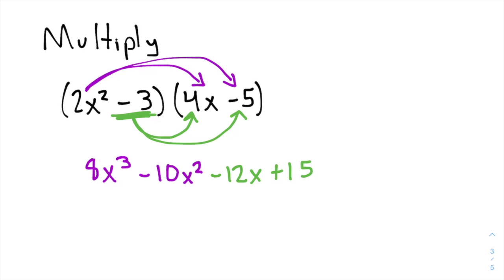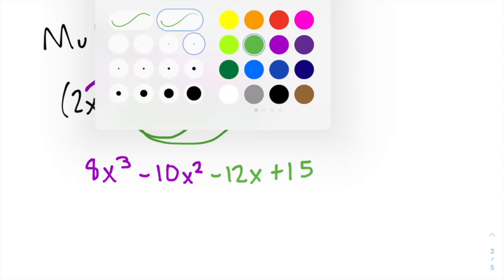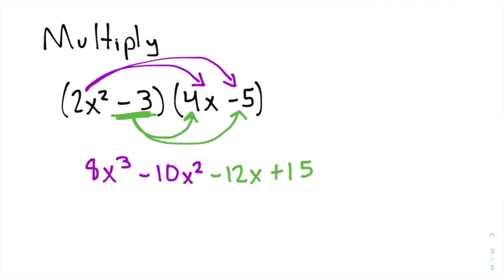Now I pause here and I check, are there any like terms? Sometimes you'll have like terms, sometimes you won't. Here there are no like terms. I have an x to the 3rd, which is not like an x squared, which is not like an x, which is not like a constant. So actually this right here is my final answer.